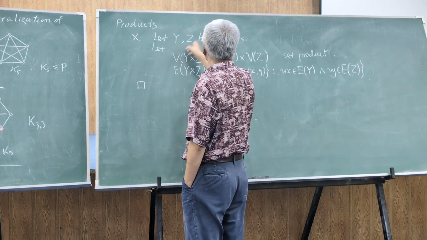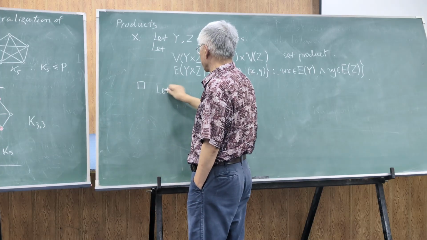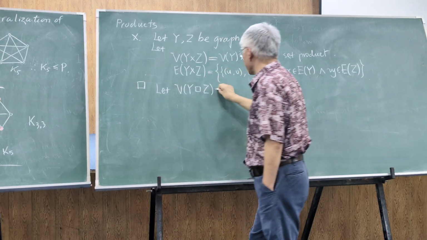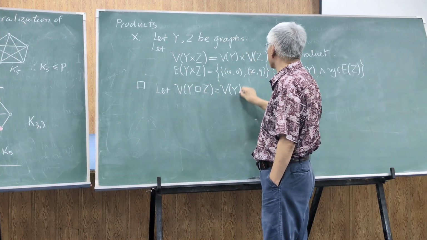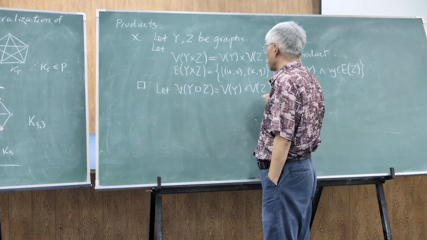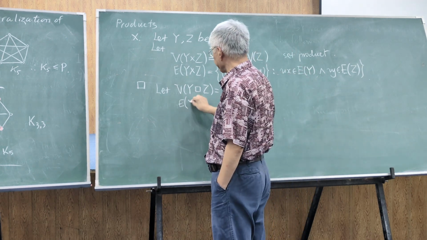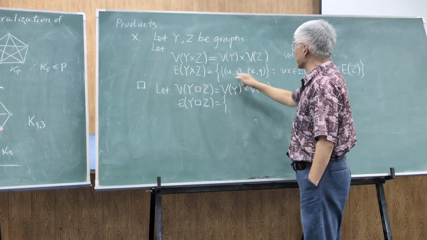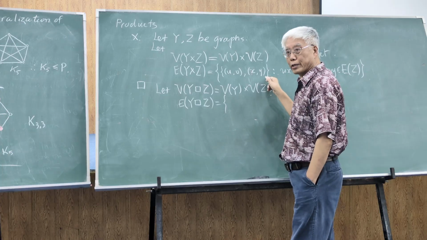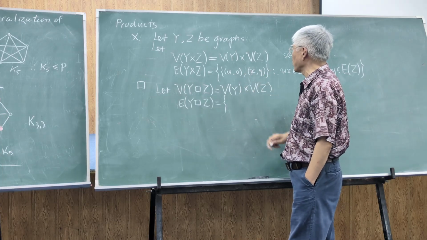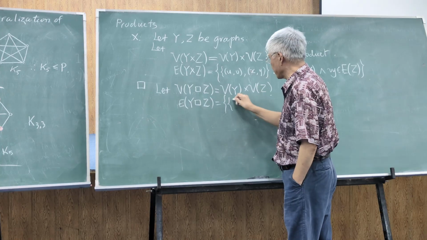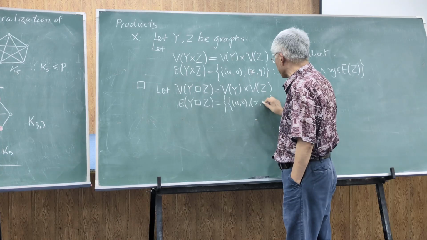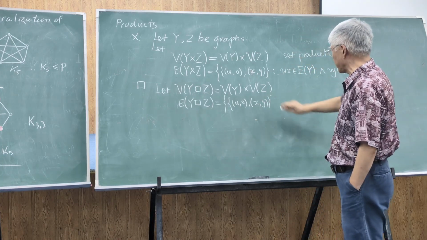So let X and Y, Z be graphs, and let the vertex set be the set Cartesian product. And the edge set is, again, two elements in there. It's subsets of two elements, each is an ordered pair. Don't be afraid of these things. As soon as we see examples, it actually comes out very easily.